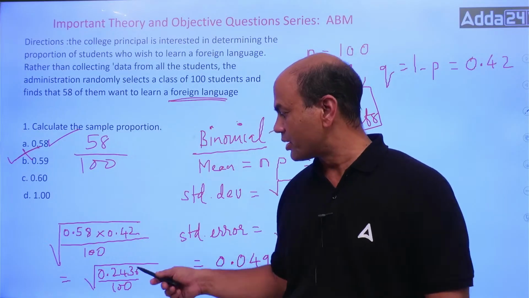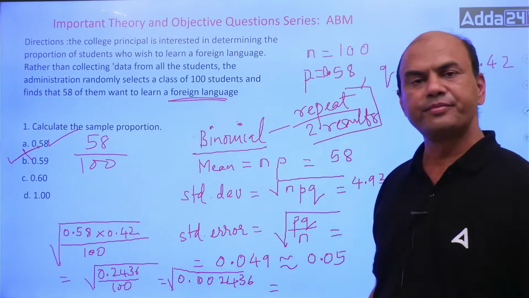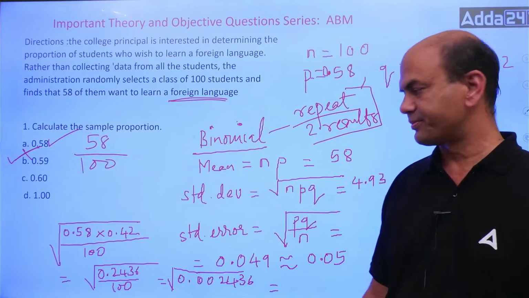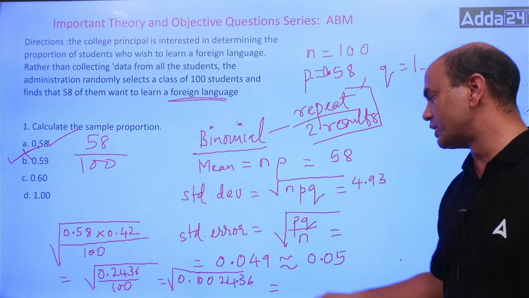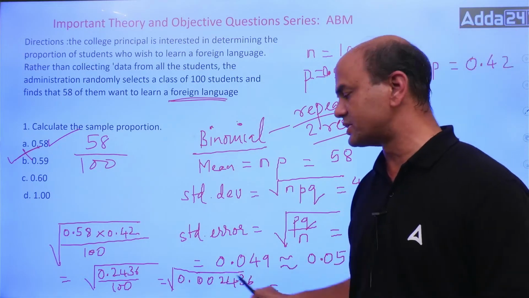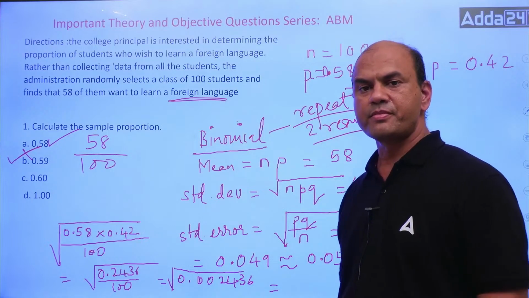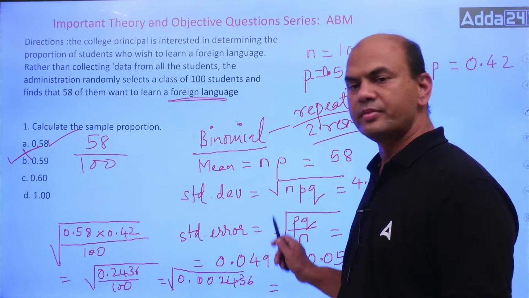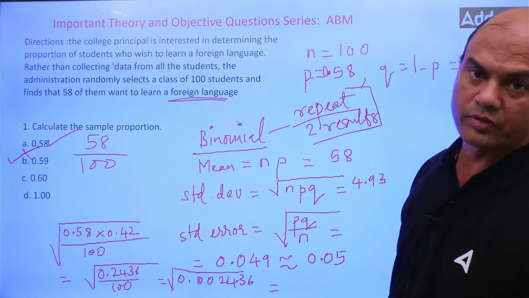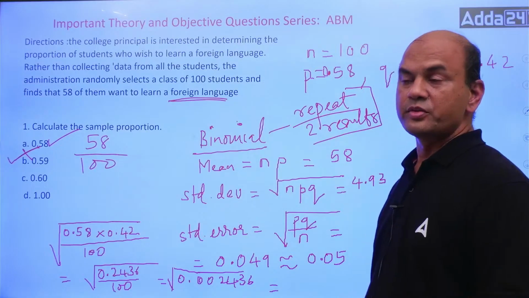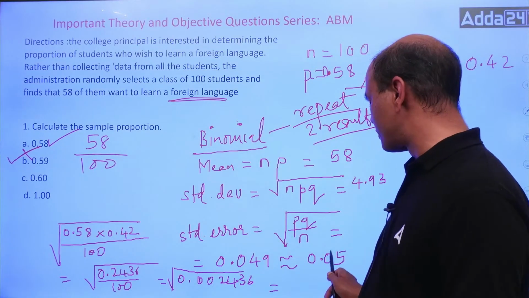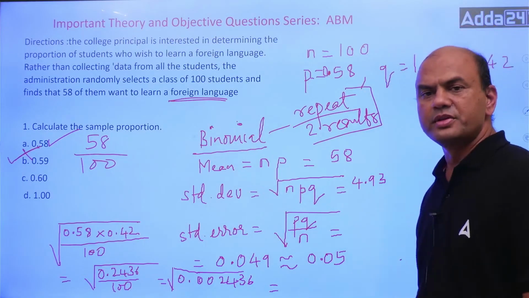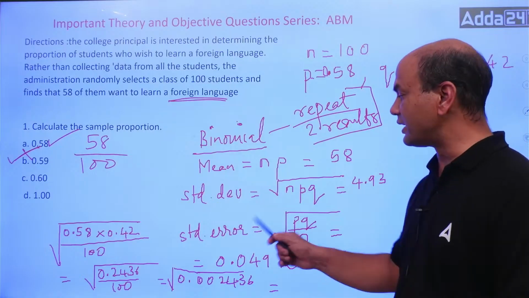Okay. So 0.2436 upon 100. You must get this as square root of 0.002436. So are you getting this? If you do it, what will be the square root of this? How many of you are getting this 0.049? So that is known as standard error. You can round it off to 0.05. 49 means roughly 0.05. So you get the standard error as 0.05.